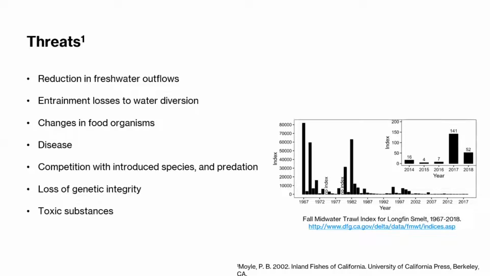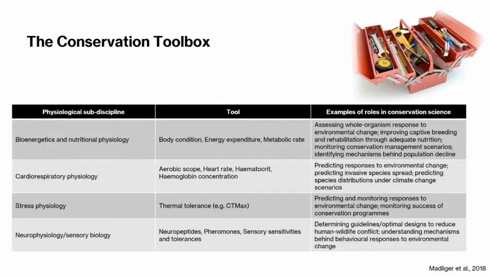However, now we need to understand how these threats contribute to the decline of longfin smelt population. For this, physiological tools and techniques have been allowing researchers for over a century to characterize how organisms respond to changes in their natural environment and how they interact with human activities or infrastructure. Over time, many of these techniques have become part of the conservation physiology toolbox, which is used to monitor, predict, conserve, and restore plant and animal population under threat.